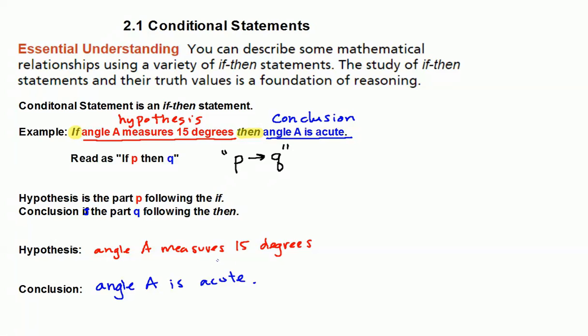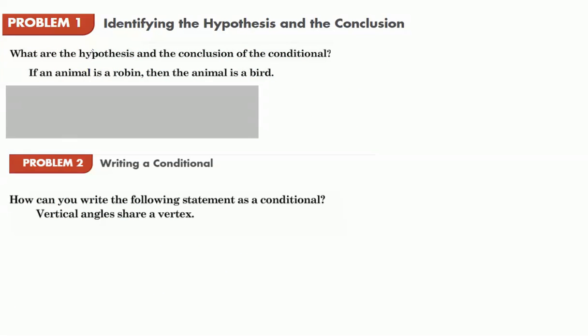Now let's go through some examples. Let's build from this and understand the conditional statement and then go from there. So let's look at our first examples. Okay, so for problem 1, it says identify the hypothesis and the conclusion. What are the hypothesis and the conclusion of the conditional? And when they mean conditional, they're talking about the conditional statement. Okay, so what we're going to do is we're going to look at the statement. The statement says, if an animal is a robin, then the animal is a bird.